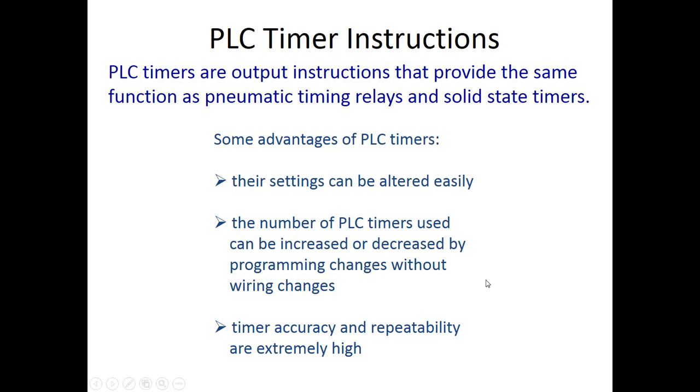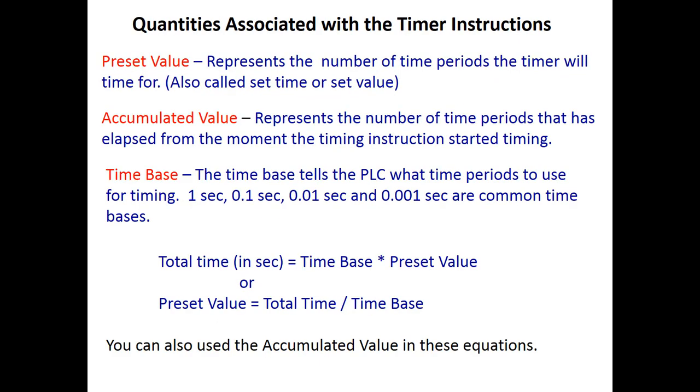And also the timers on the PLC are super accurate and repeatable because of the computer and the clock that's embedded in a computer. So when you look at a timer, you have a preset value. This represents the number of time periods the timer will time for. Basically you want to tell the timer if you want it to be 2 seconds or 3 seconds or 4 seconds or half a second. This is dealing with that.